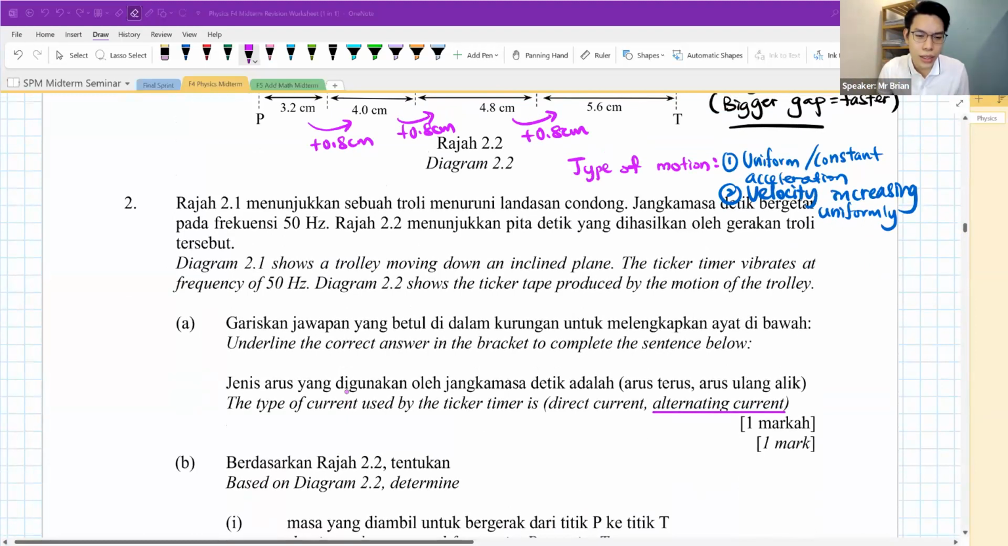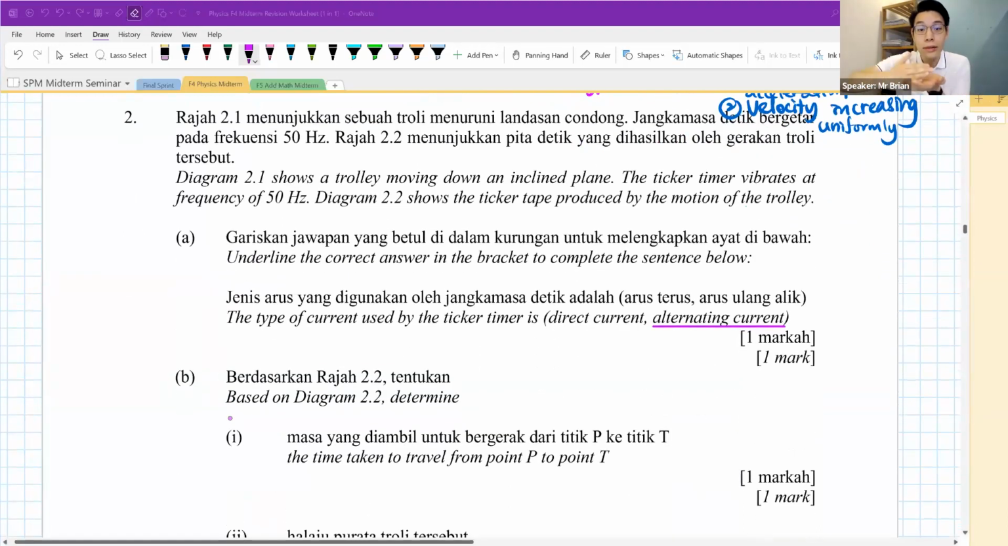Somebody asks, is uniform acceleration equal to velocity increasing uniformly? Yes, uniform acceleration is the same thing as velocity increasing uniformly, because accelerate means speed up uniformly. Accelerate uniformly, speed up uniformly, same thing.